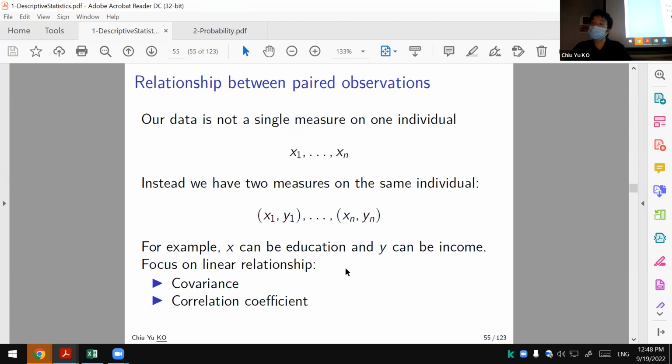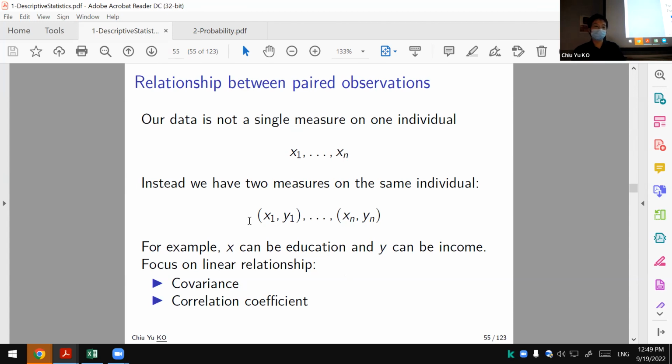So far our data only focus on one measurement from each individual, right? So we talk about income, the price of a stock, various measures. We only have a single measure for each individual. And very often we have more than one measure. Very often we have two measures, and we want to know how they're related, right?